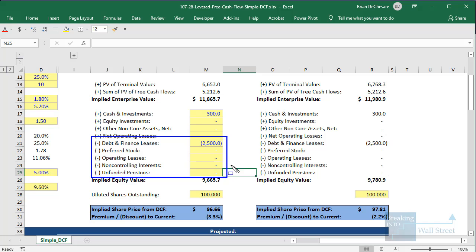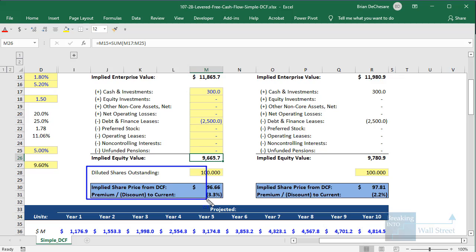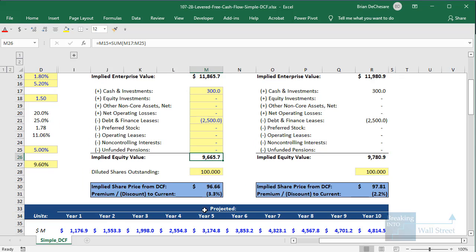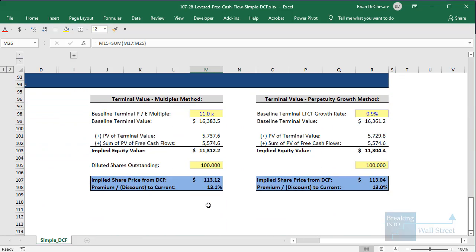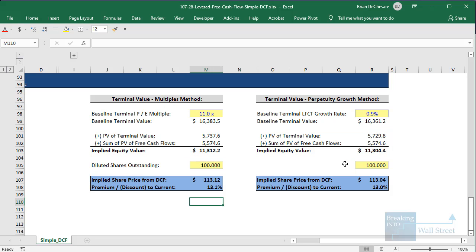So all these financing sources get us to the implied equity value. Then we divide by the shares to get to the implied share price. Now, in a levered analysis, we don't do any of that because at the end, we just get the implied equity value right here and we divide by the share count to get to the implied share price. So we don't have that bridge at all because we get to the implied equity value directly at the end of the analysis.